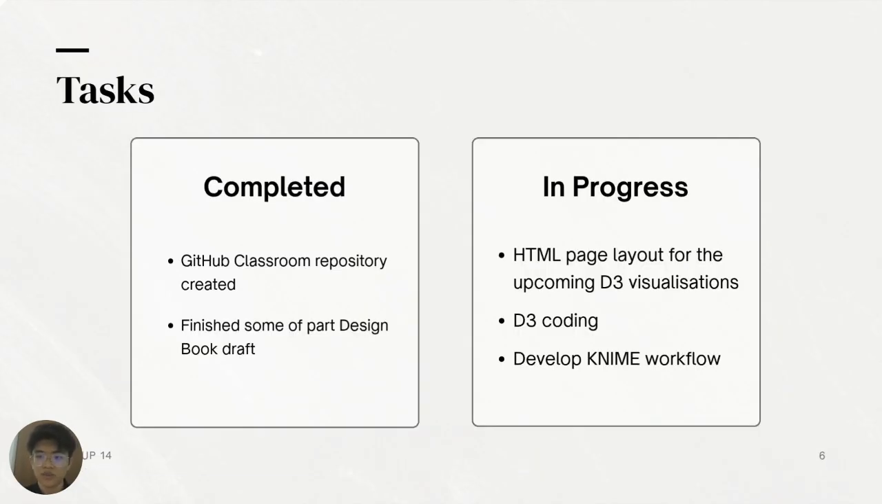For the completed tasks, we have created the GitHub Classroom repository and finished parts of the design book draft. Currently, our in-progress tasks include developing the HTML page layout for our upcoming D3 visualization, starting D3 coding, and continuing to develop the KNIME workflow for data cleaning and transformation.